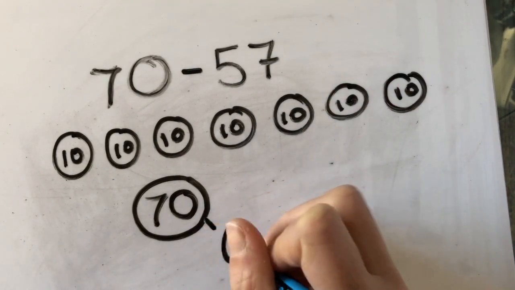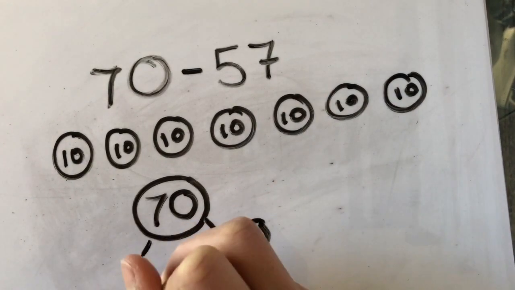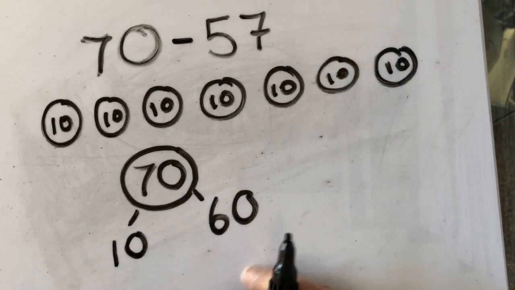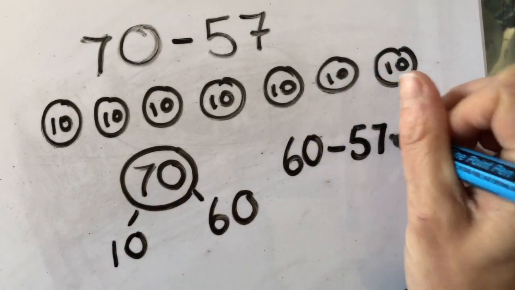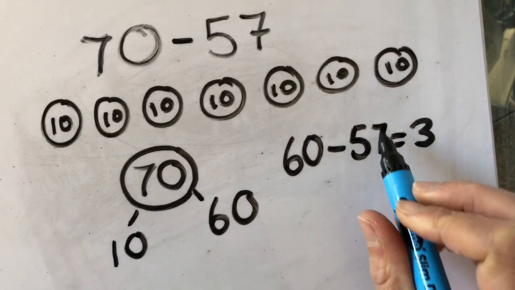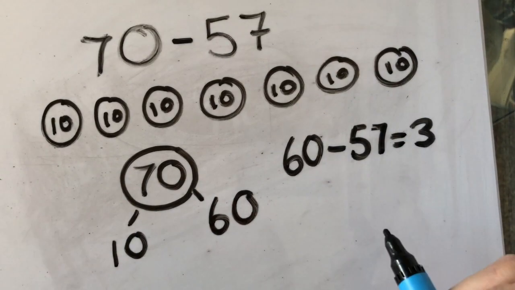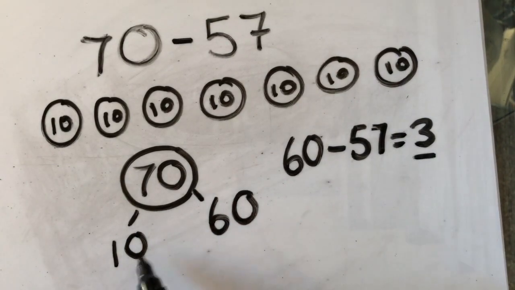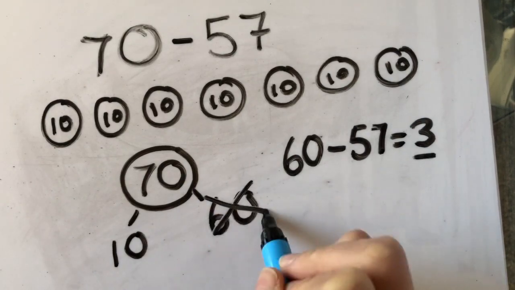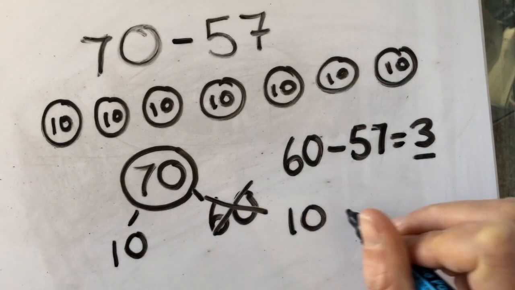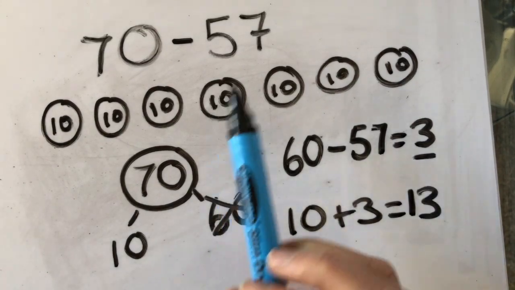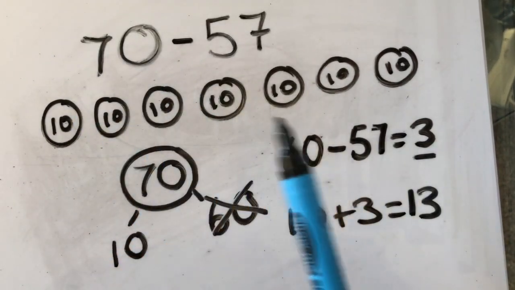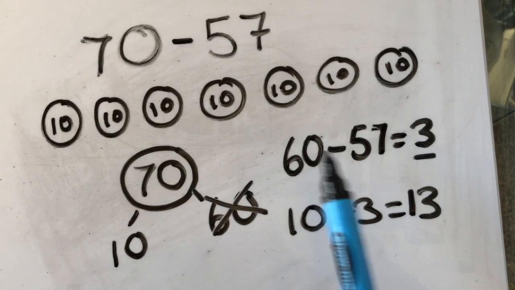So if I regroup this into 60 and 10, then what I'm able to do is to do 60 take away 57, which I know is 3, because I know 7 and 3 make 10, so that gives me my next 10. And then I've used my 60, I'm then left with 10, and 10 and 3 give me 13.